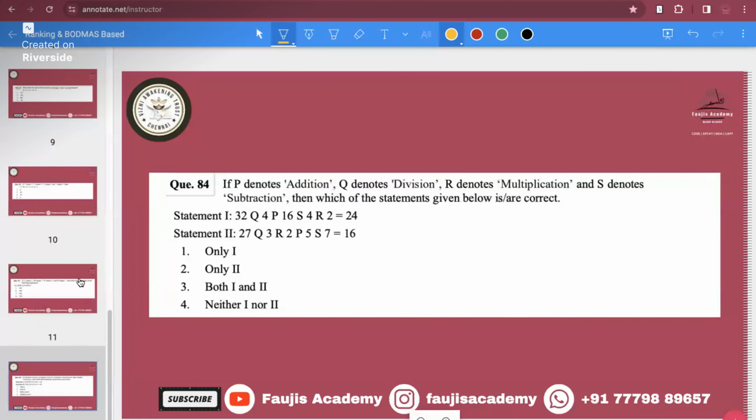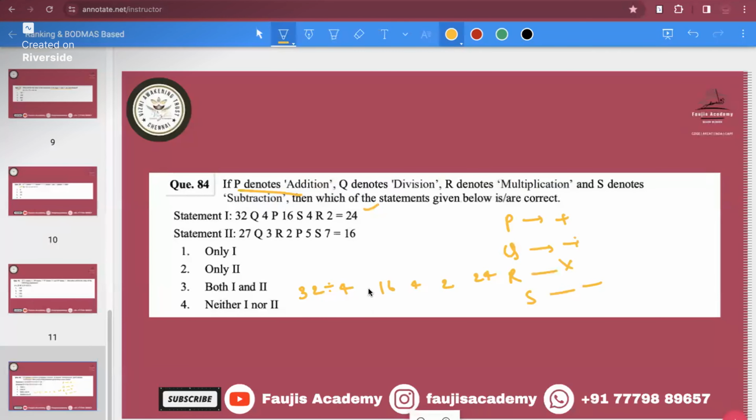Let's do this M and P. Statement 1, 2, 3. P denotes addition. Q denotes division. R denotes multiplication. Denotes, not donates, denotes. S denotes subtraction. Then which of these statements is correct? Statement 1. 32, 4, 16, 4, 2, 24. Right? Did I miss any number? No. Q means what? Q means division.